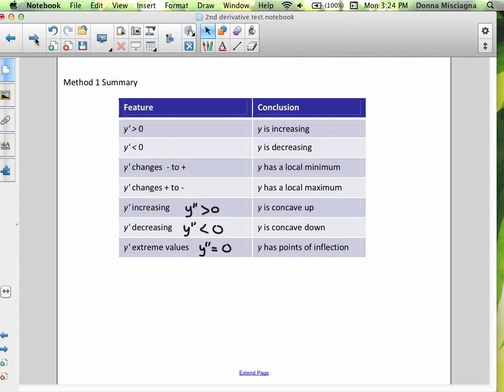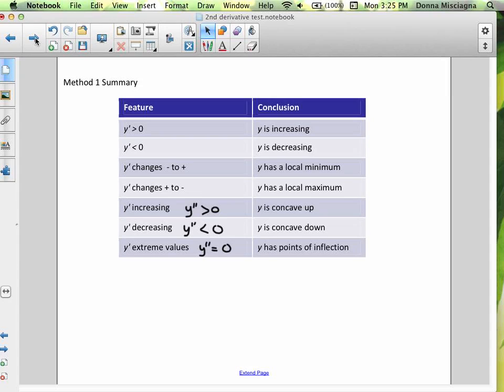All right, so this is in your notes, just a little summary here. And you can use this to help you out, and it includes how you can change this into a justification on the next slide. All right, so if the first derivative is positive, so if y prime is positive, then y is increasing. If y prime is negative, then y is decreasing. If y prime changes from negative to positive, then y has a local minimum at that value. If y prime changes from positive to negative, then y has a local maximum at that value.